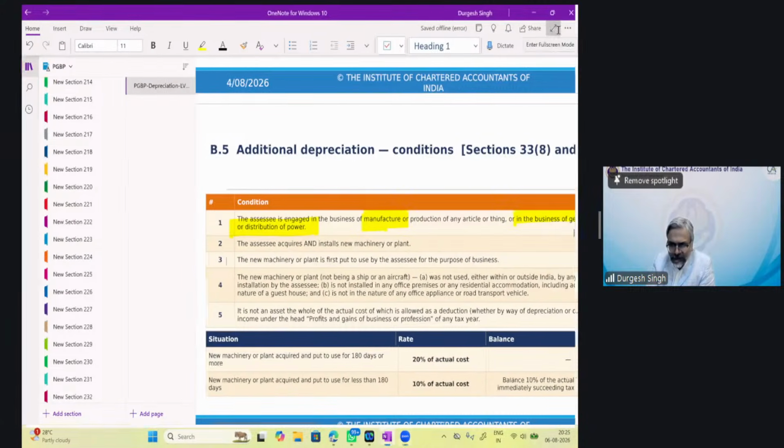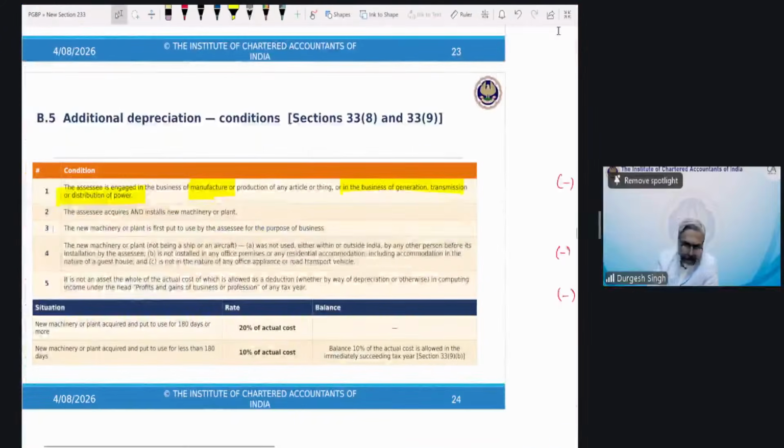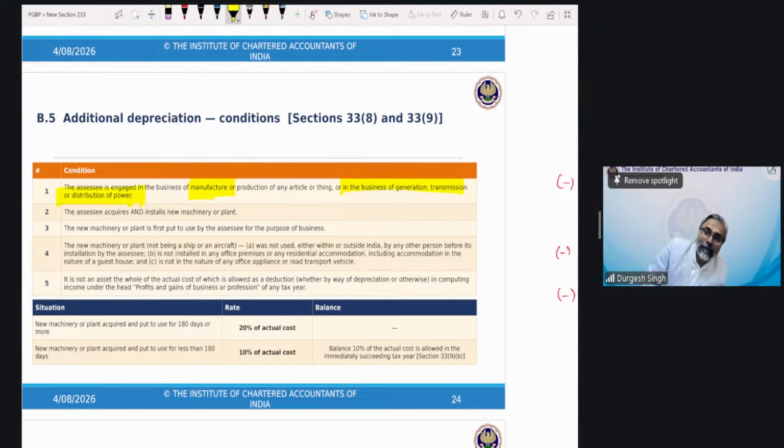Now in this case, students, let's have a look again. The SSC acquires and installs the new plant and machinery. Third point, the new machinery or plant is first put to use by the SSC for the purpose of business. Now, students, tell me one thing: can you claim additional depreciation on purchase or construction of a new building or new furniture and fixture?